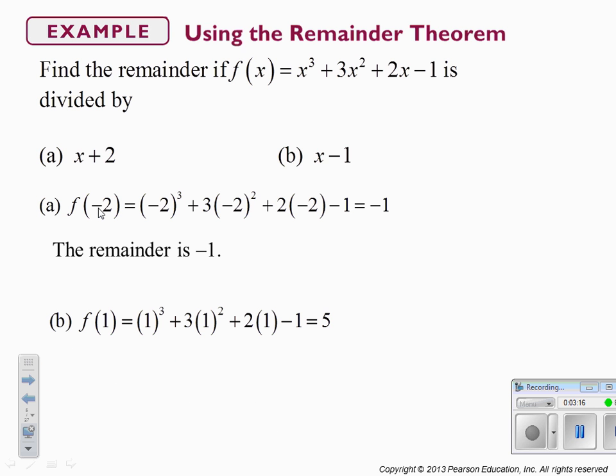The next one, we put in positive 1 because in x minus c, our c is 1. And when we do that, we get a remainder of 5. So it's pretty easy to find the remainders. You just plug in the opposite of the number you're dividing by.